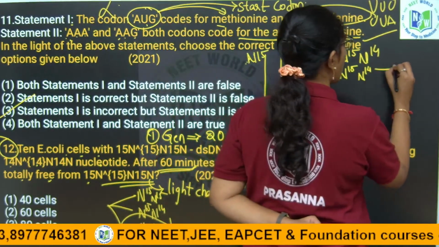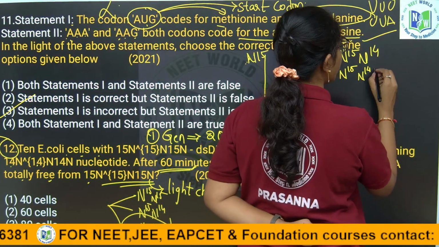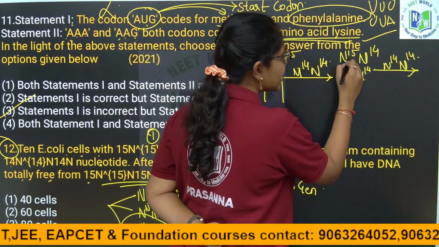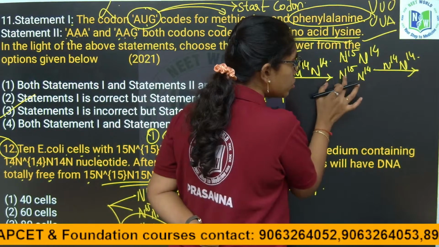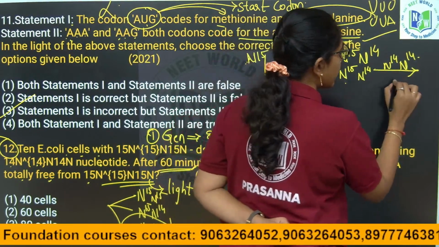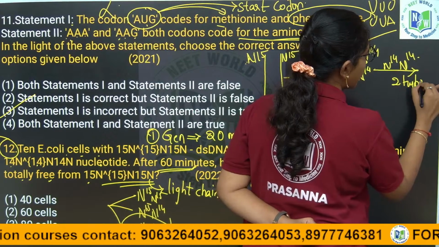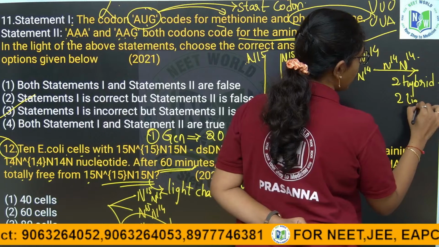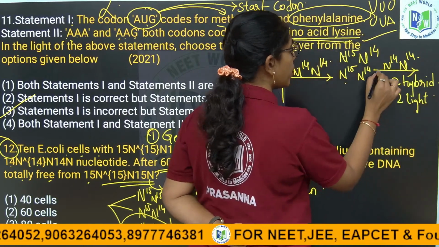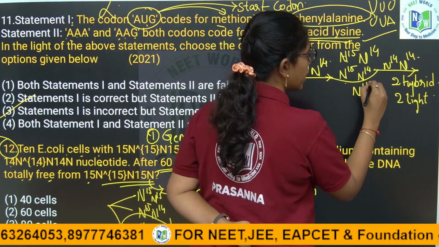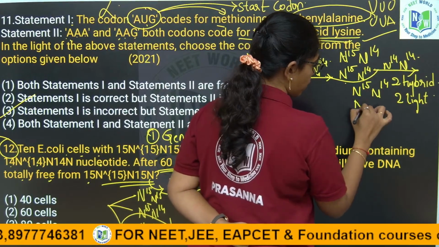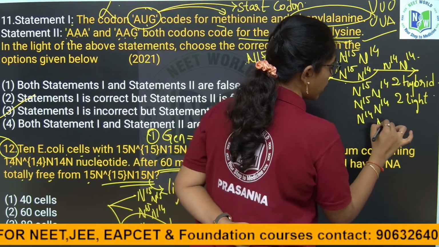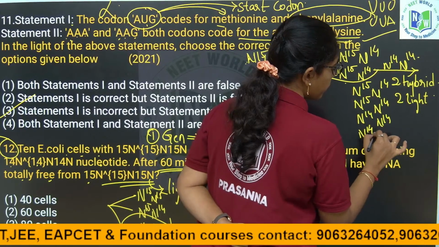Next generation of 20 minutes, again in N14 N14. What you will get, as there are 2 heavy chains acting as template, you will get 2 hybrid and 2 light chains. In hybrid you have N15 N14, N15 N14, and 2 light chains of N14 N14, N14 N14.